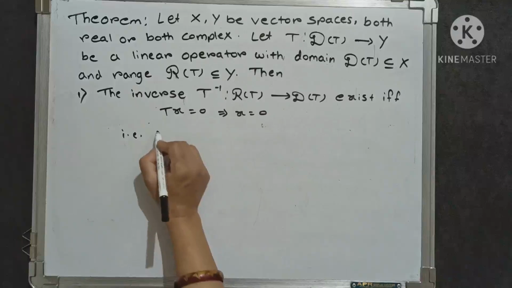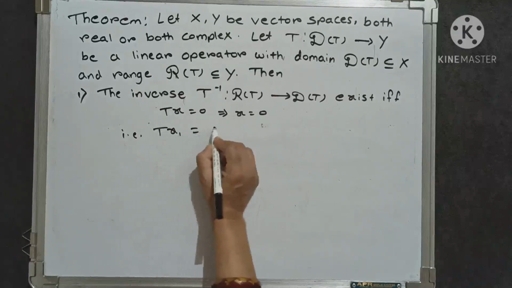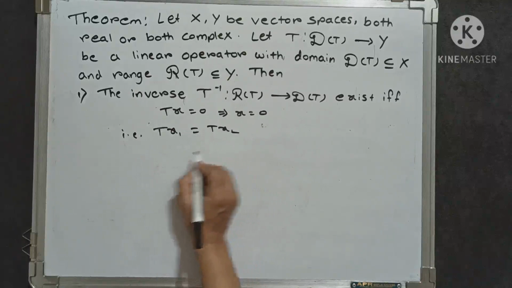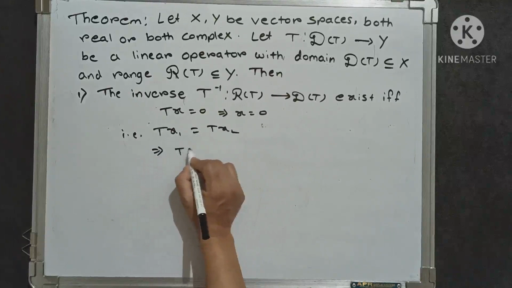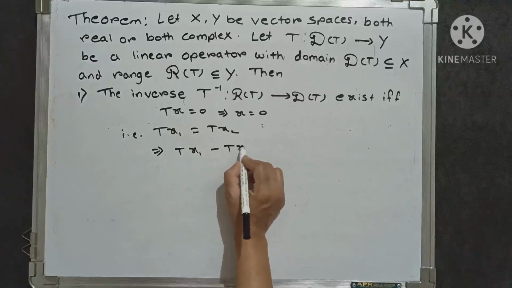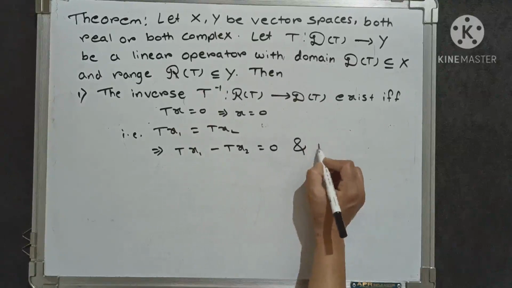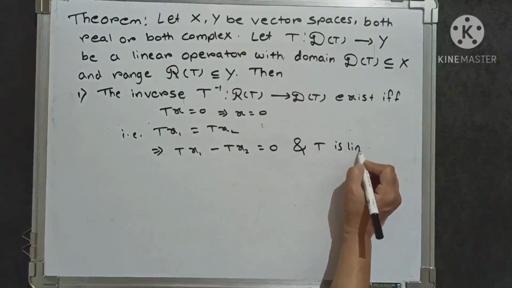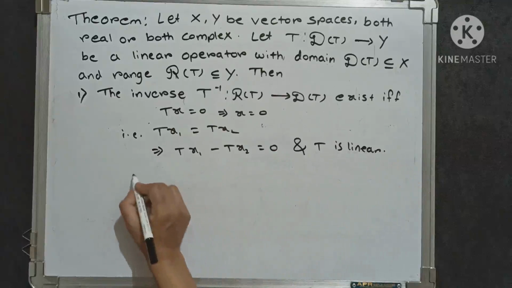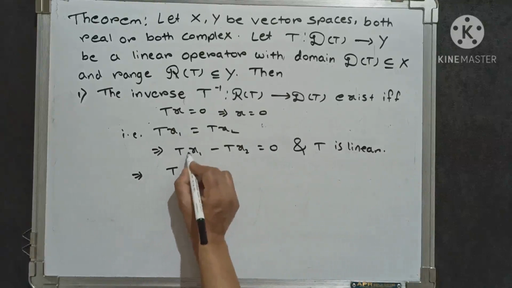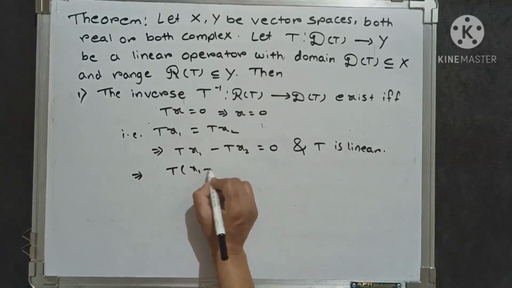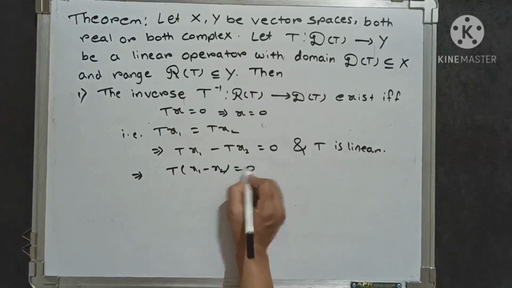Tx1 is equal to Tx2 implies that Tx1 minus Tx2 is equal to 0, and we know that capital T is linear. As capital T is linear, this implies that T of (x1 minus x2) is equal to 0.